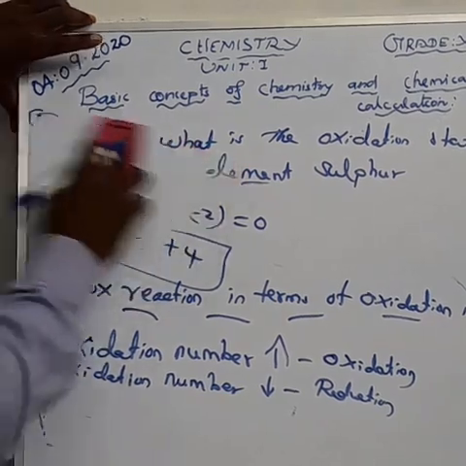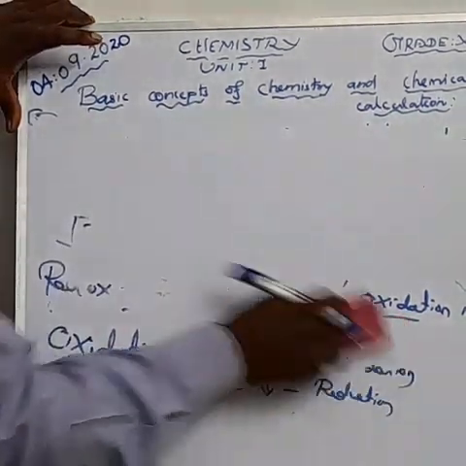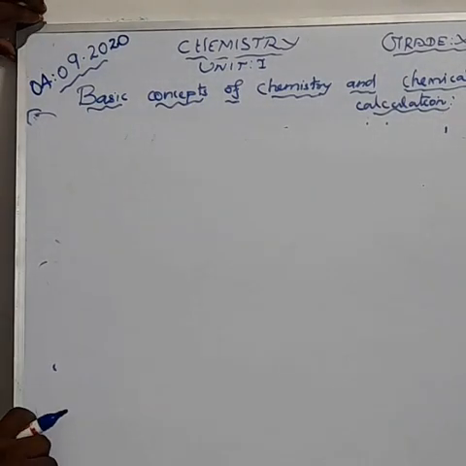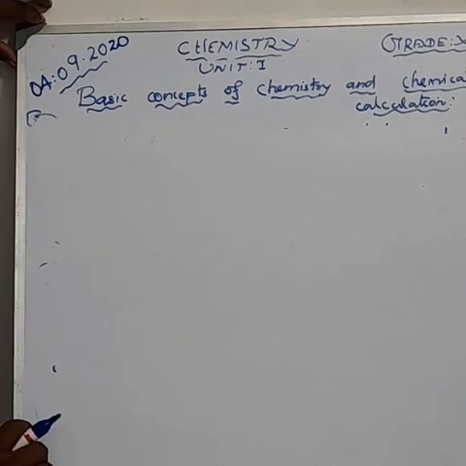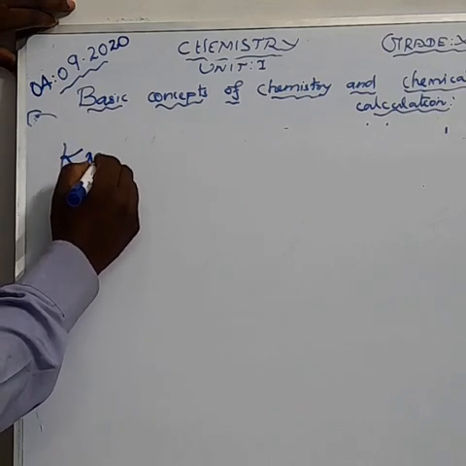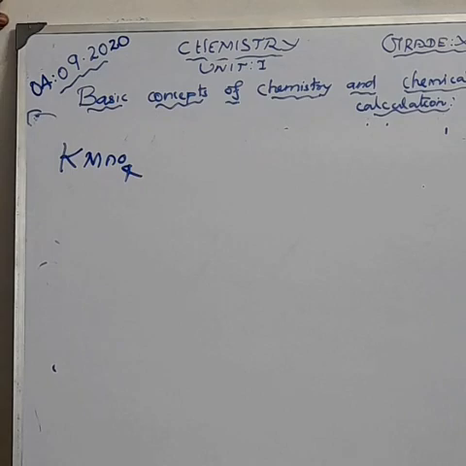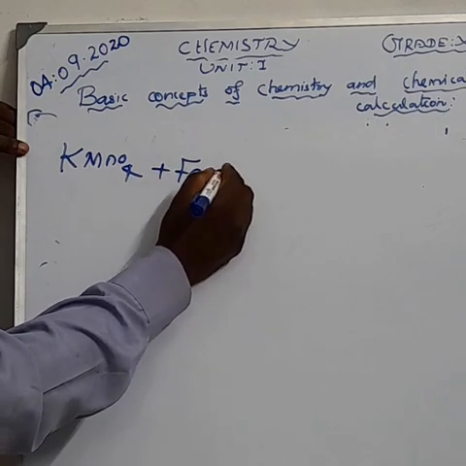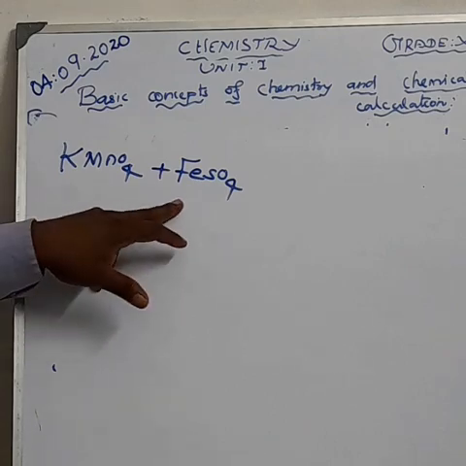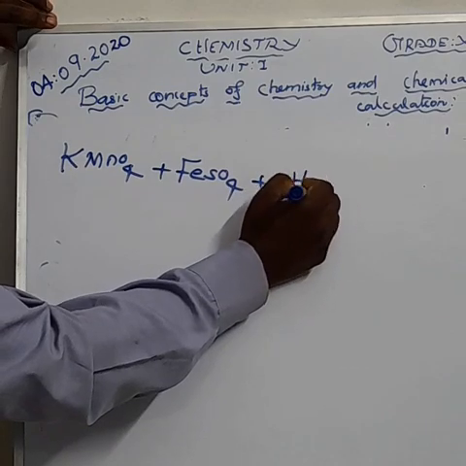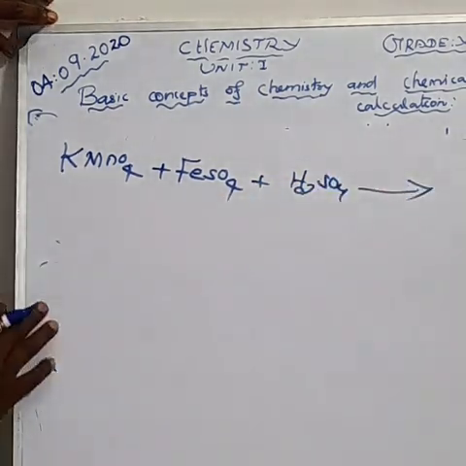Okay, let us begin to discuss how the reaction is going on. First one, what is the formula for potassium permanganate? KMnO4. Plus ferrous sulfate, formula FeSO4. What's the formula for ferrous sulfate? FeSO4, plus sulfuric acid, formula H2SO4, gives what's the product?